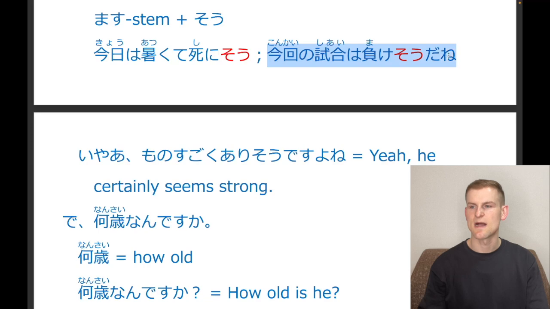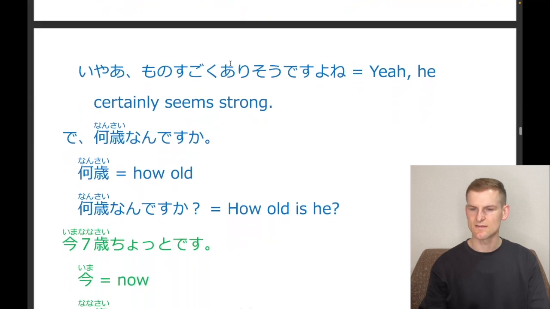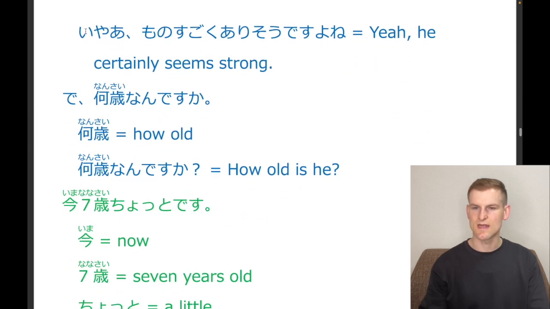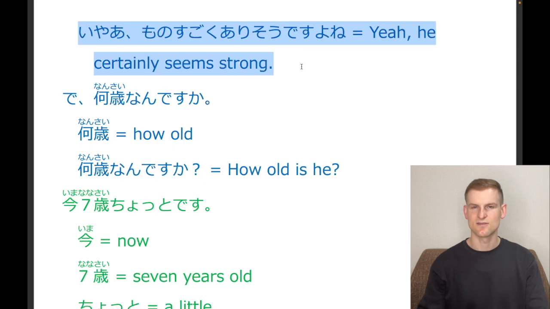今回の試合は負けそうだね。今回 this time, の possessive particle, 試合 game, like a sports game, 負ける to lose something. 負けそうだね。It seems like we're going to lose this game. Maybe it's a really strong team you have to play or whatever. Okay. Good, so that's masu stem plus そう. Put that all together. いやーものすごくありそうですよね。Yeah, he certainly seems strong.